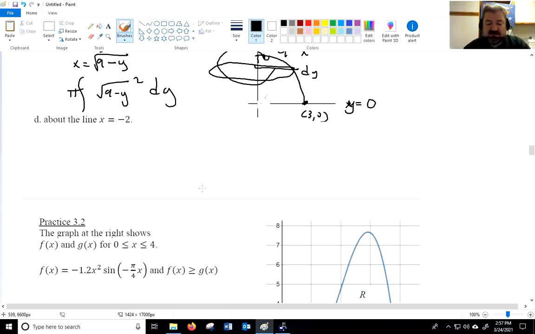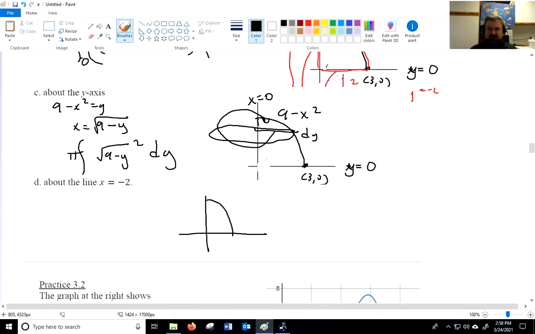Now, what about the line x equals -2? Well, here's our curve again. Oh, we forgot to put the bounds on the previous one. I'm sorry. My bounds are actually 0 to 9. That's the y-coordinate up here where the curve ends.